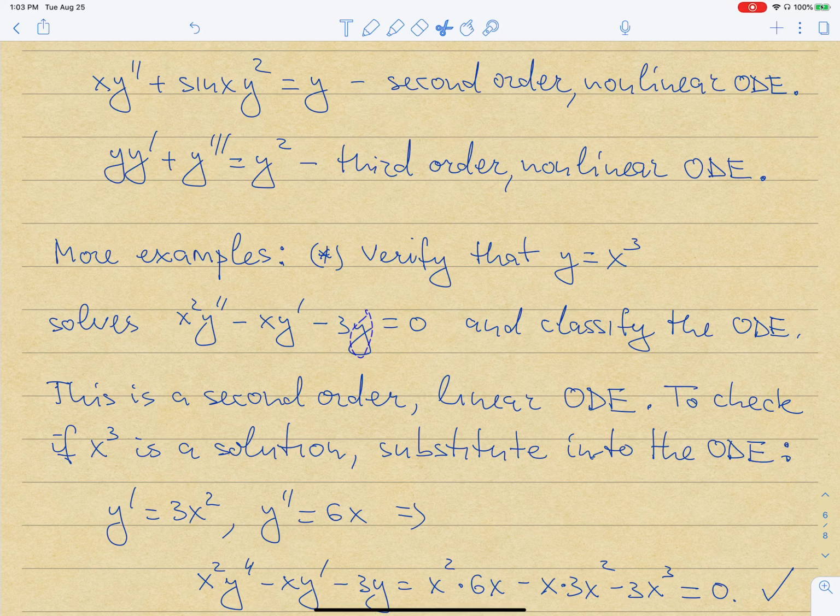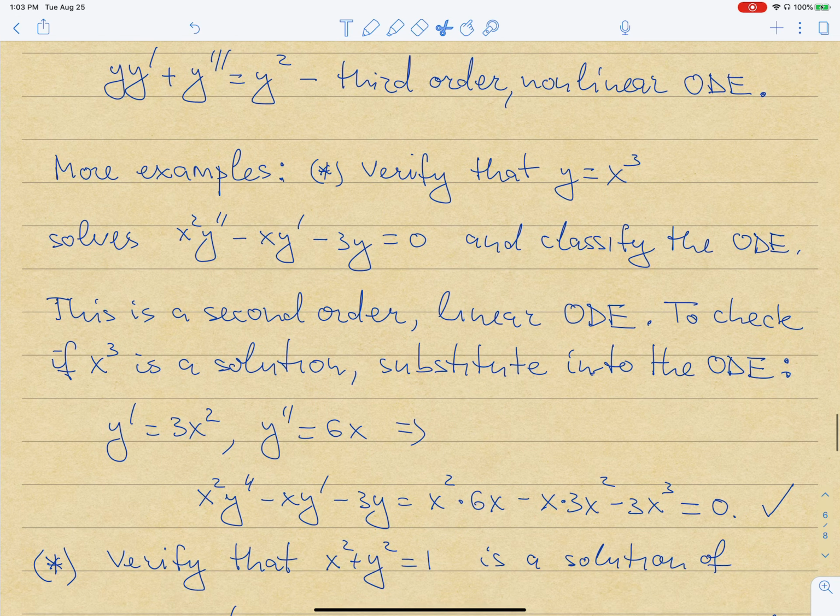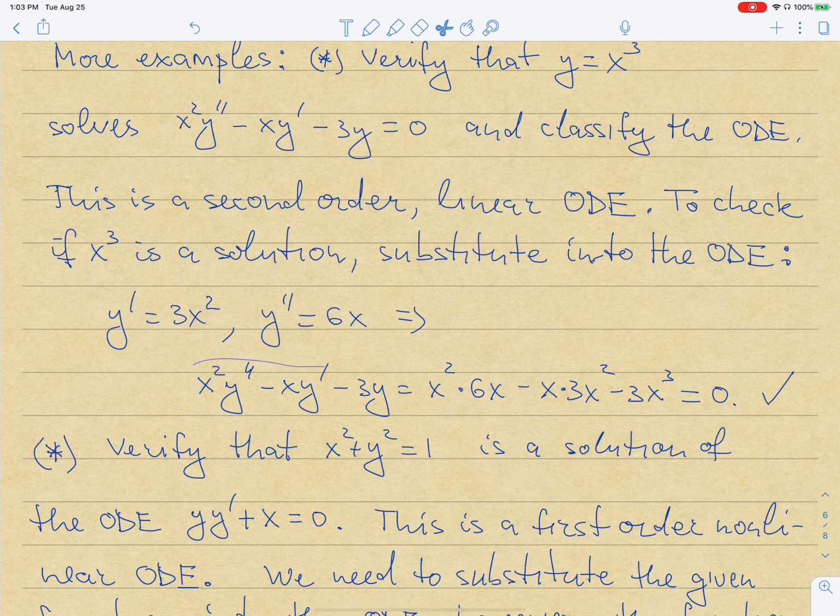Now, if I want to check if x cubed is a solution, I need to substitute it in. In order to substitute it, I have to figure out the second derivative and the first derivative. If y is x cubed, y prime is 3x squared, y double prime is 6x. So substituting, I get x squared times 6x minus x times 3x squared minus 3 times x cubed. Combine this, you get 0, so that means that x cubed is a solution, right? Because you get an identity.